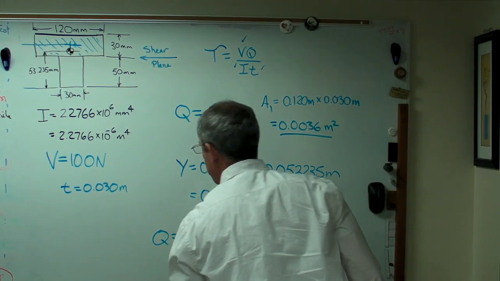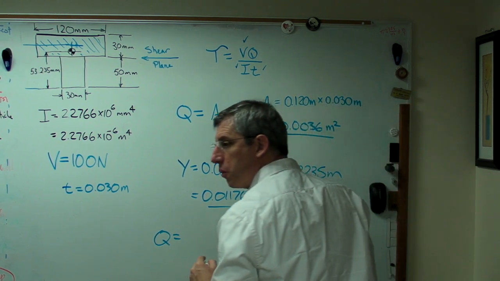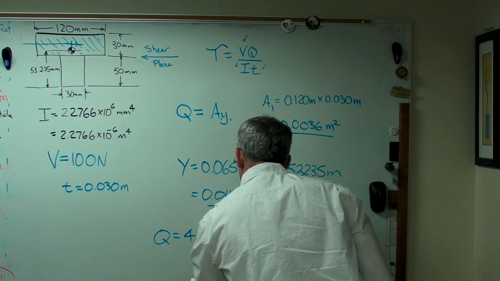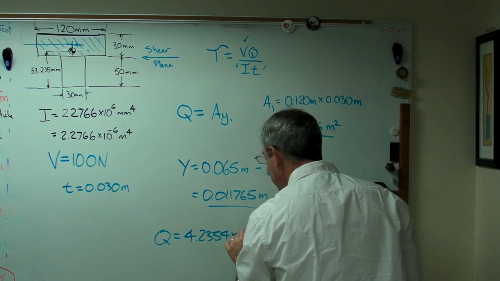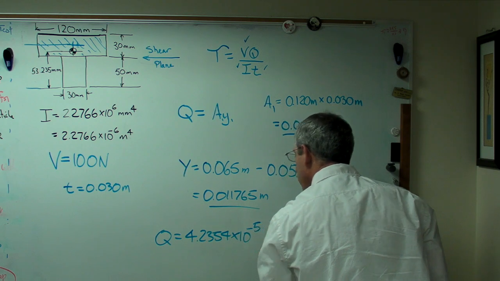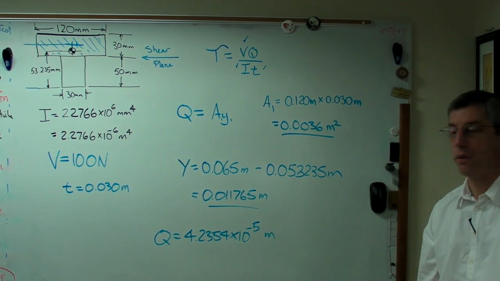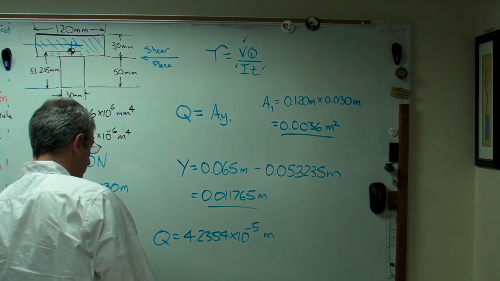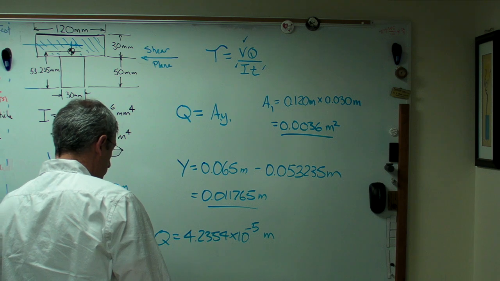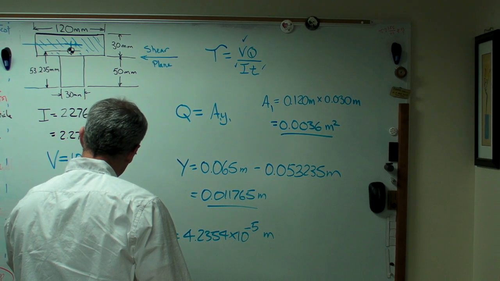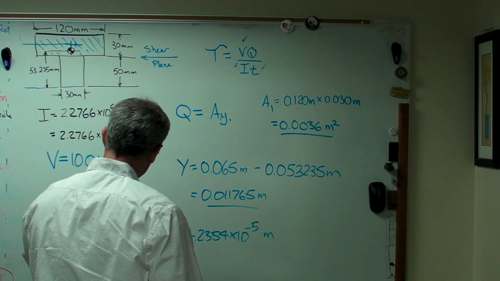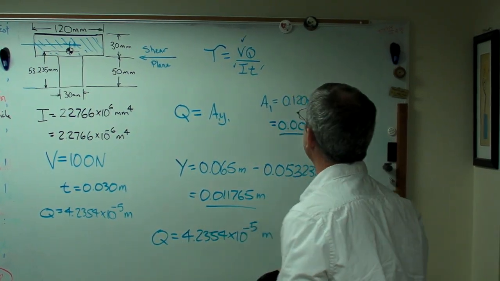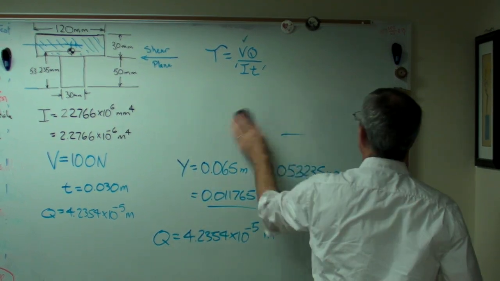So now we've got A and Y. Q is just the product of A and Y, so it's 4.2354 times 10 to the minus 5 meters cubed. All right, got that. So I'm going to write that over here. I'm going to have to erase some part of my board here. I don't have a whole lot of room. Okay, with that, we've got all the parts we need. So let's clear out some space and finish our calculation.